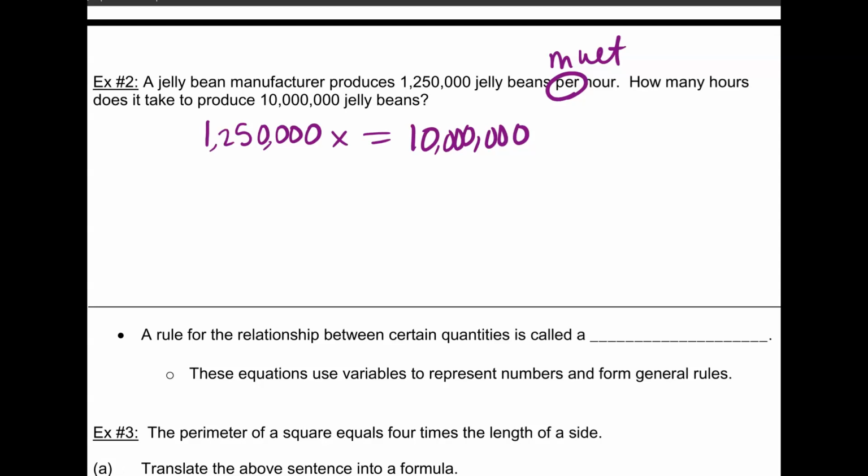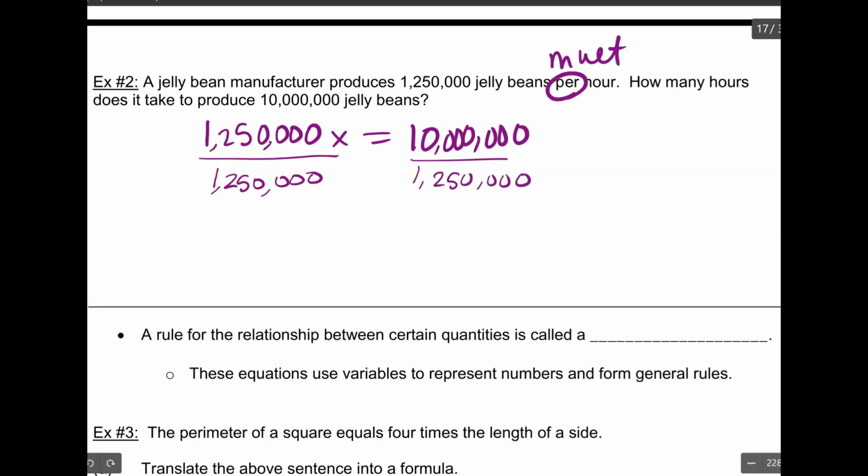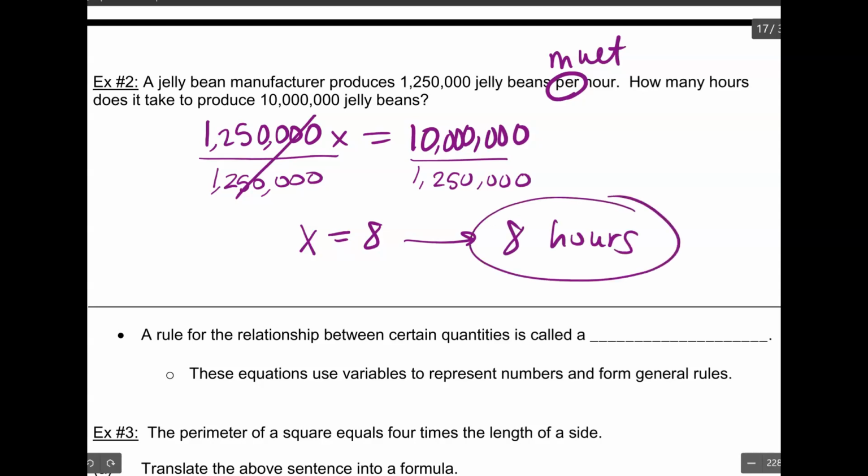So I'm going to have to divide. So divide both sides by 1,250,000. So that goes away. I'm left with x is equal to 8. So this stands for 8 hours. So it takes them 8 hours to make 10 million jelly beans.